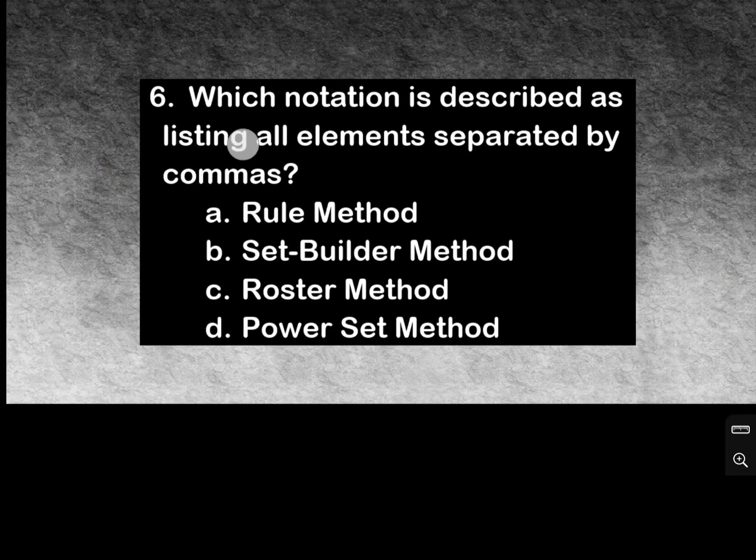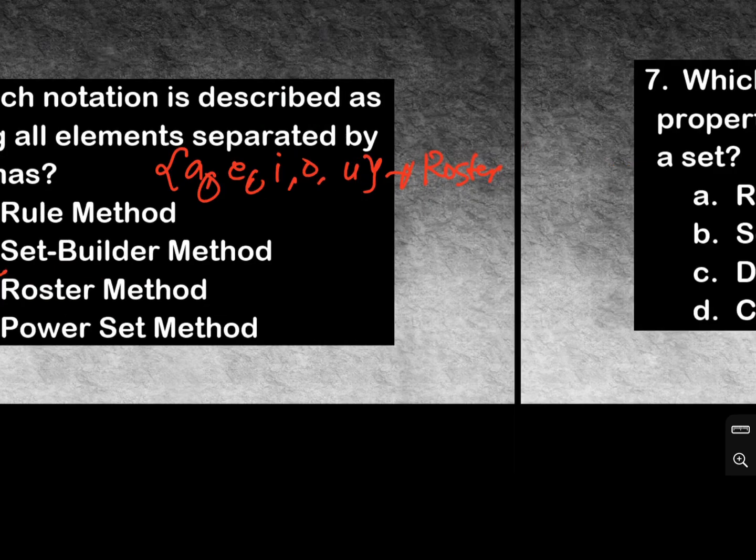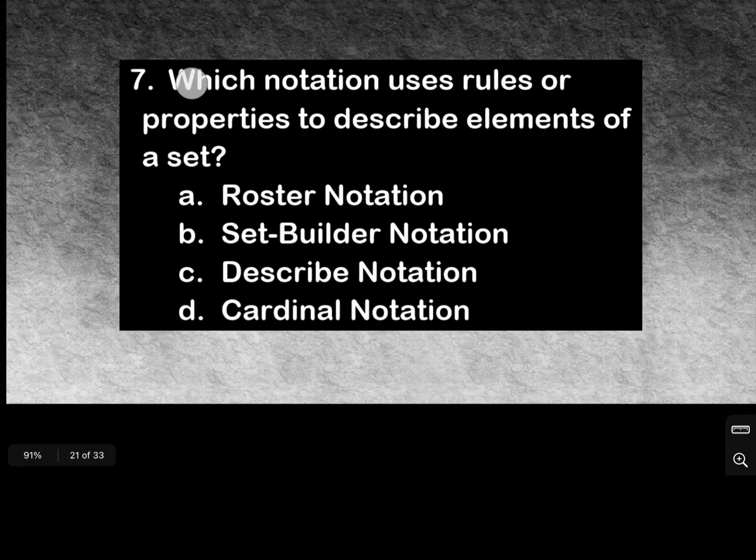Now 6, which notation is described as listing all elements separated by commas. So listing elements or listing notation, and another term for that is roster method. An example for that is the given set of a, e, u. So the answer is letter C, roster method.